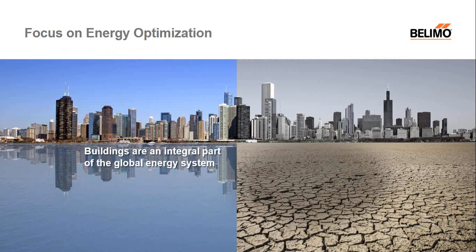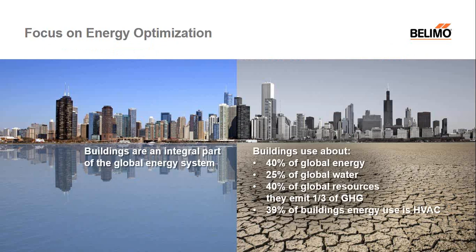Buildings are an integral part of the global energy system, and some statistics on those buildings: they use about 40% of the global energy, 25% of the global water, 40% of global resources, and they emit 1/3 of greenhouse gases. And the area where you'd like to focus is the HVAC system. According to LEED, about 39% of the building's energy use is for the HVAC system. So that's where we're going to focus some of our discussions today.